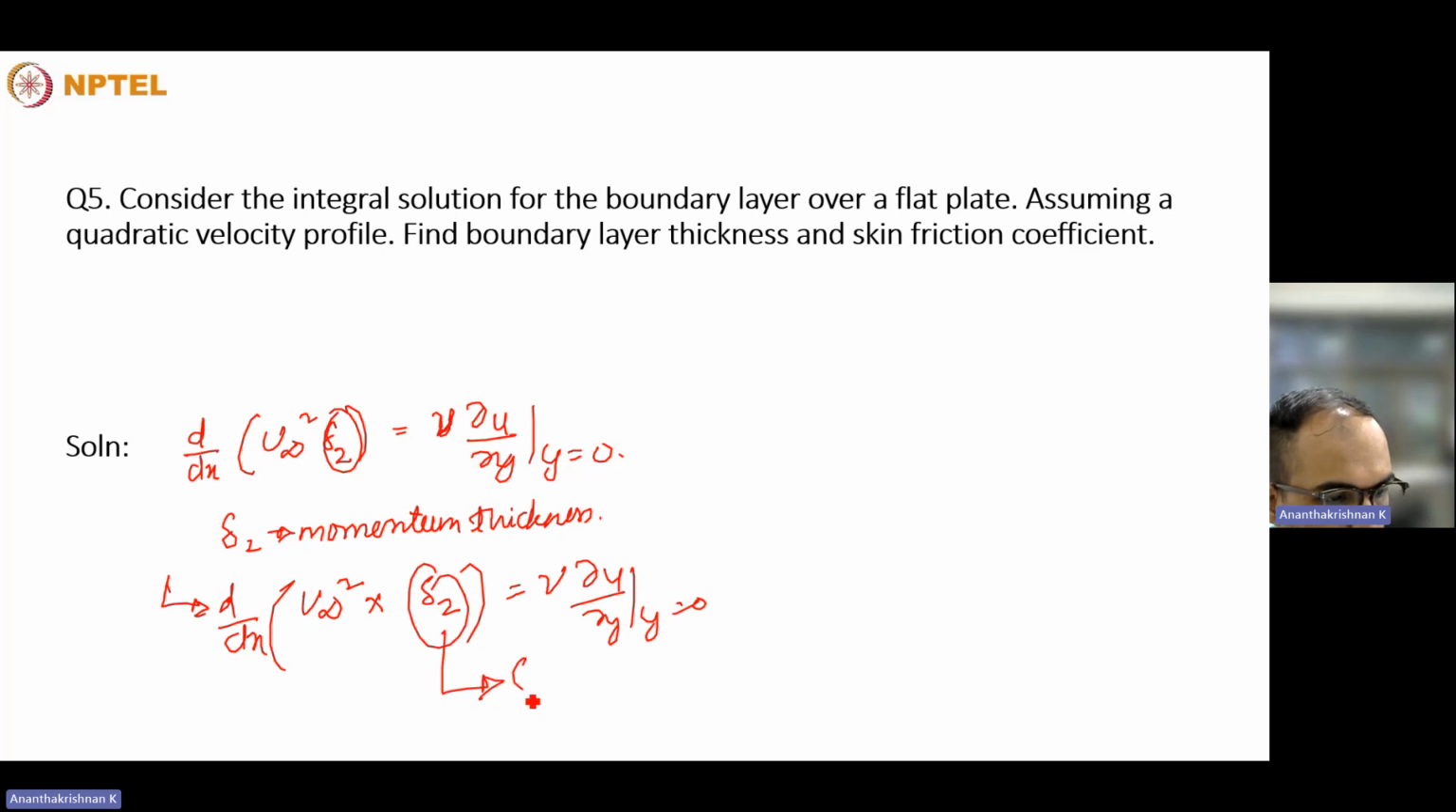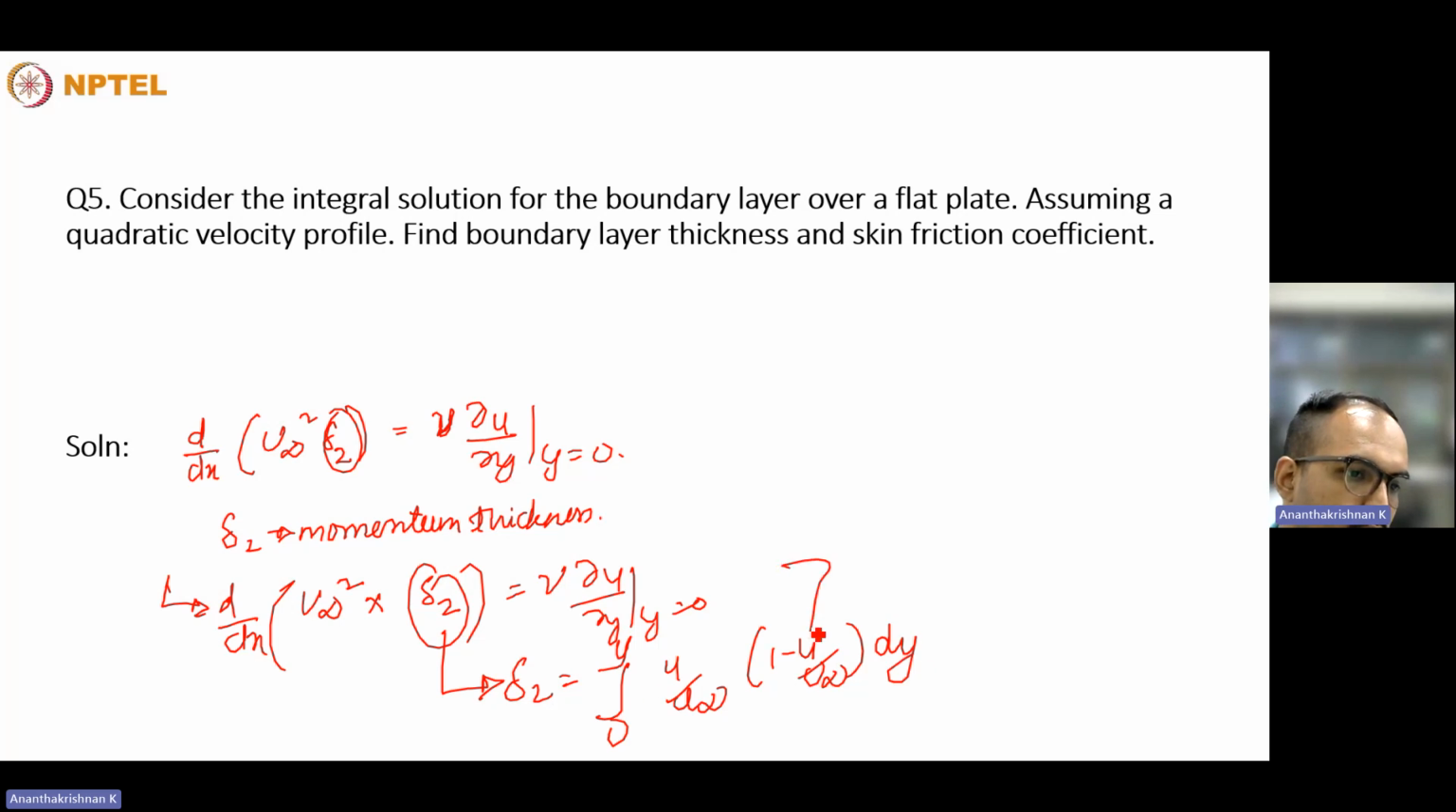So this delta 2 can be written as the integral from 0 to delta of u/u infinity times (1 minus u/u infinity) dy. So if you know the value of u, you substitute that here and get the value of the momentum thickness, then back substitute in the x momentum equation, and then we can get the value of delta from it. Delta 2 is the momentum thickness, and delta is the boundary layer thickness.